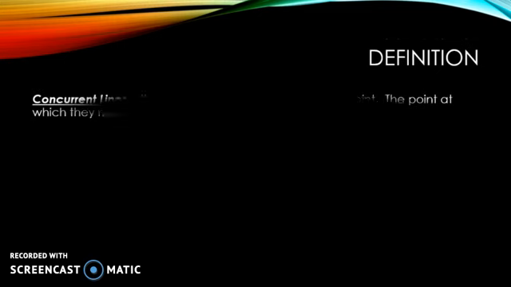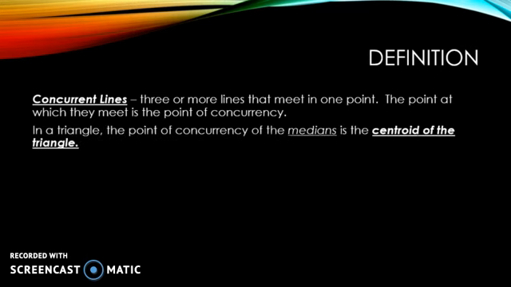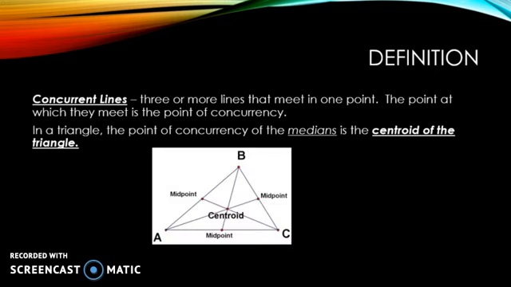Our next definition is concurrent lines. So it's three or more lines that meet at a point. The point at which they meet is called the point of concurrency. The reason we need to know that is because the point of concurrency of a median is very important. It's called the centroid of the triangle. Think of the direct center of a triangle, and that's what the centroid is.